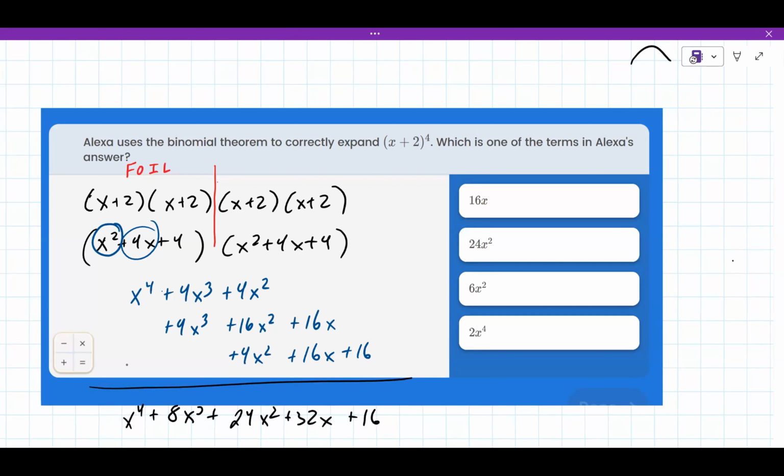Then you have to decide if any of these terms are in the answer choices. Is there an x to the 4th? Is there an 8x cubed? Is there 24x squared? Is there 32x? Is there a 16? There's a 16. 16x though, that's different. Just look one more time. x to the 4th, 8x cubed, 24x squared, 32x plus 16. Any of those appear in this list? 4x squared. Yeah, very good.